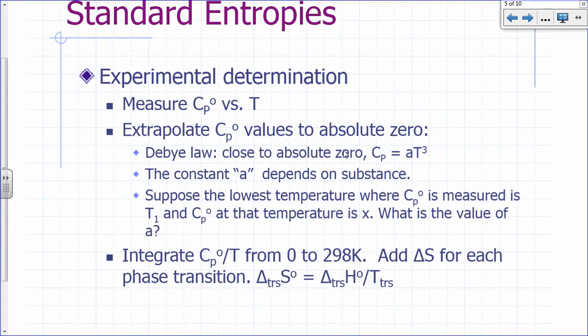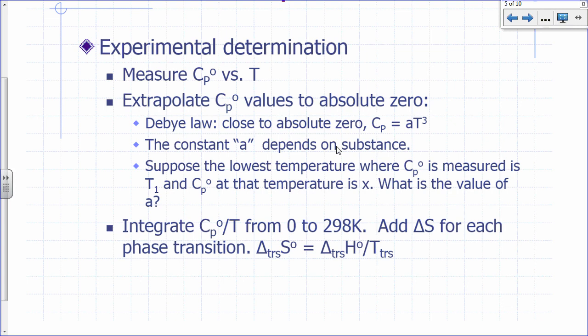Okay. So how do we measure standard entropies? You measure heat capacity versus temperature. What we're going to be doing in the lab is using a differential scan. Obviously, we're not going to be able to go all the way down to very low temperatures. But one instrument you can use to measure heat capacity is a DSC, differential scanning calorimeter. So we'll be doing an experiment in the lab to measure heat capacities.